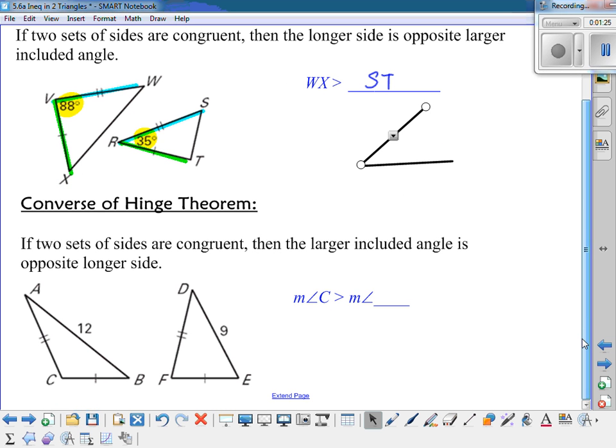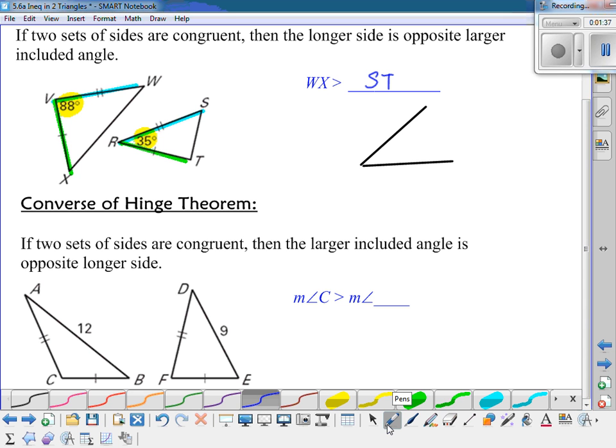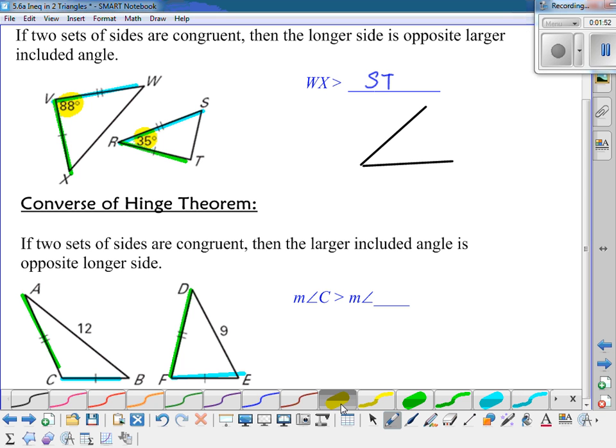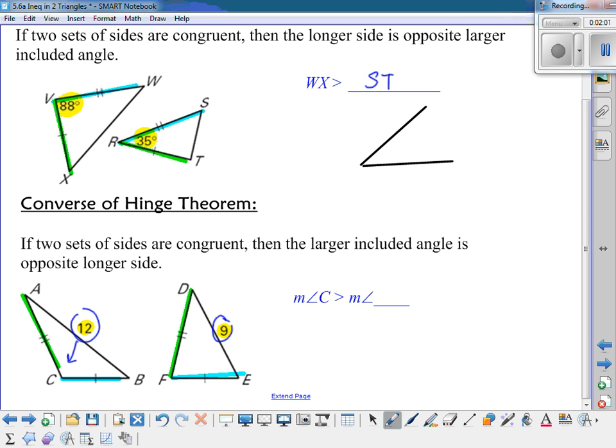And I can also think of it conversely as well. The converse is also true, that if I again have two sets of sides that are congruent, the larger angle is going to be opposite the longer side. In this case, I still have my two congruent sides. AC is congruent to DF, and CB is congruent to FE. They didn't give me the angles. This time I can see the side lengths, though, that are opposite them. Because 12 is a larger number, I know that the angle opposite the 12 is going to have to be larger than the angle opposite the 9. So the measure of angle C would have to be greater than the measure of angle F.